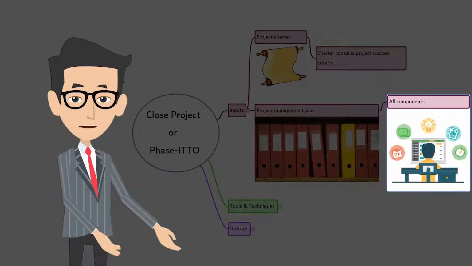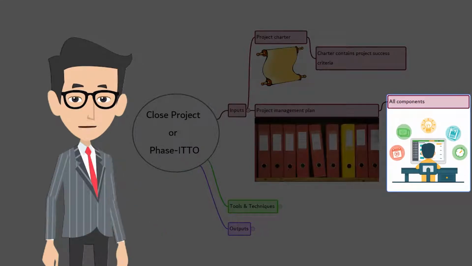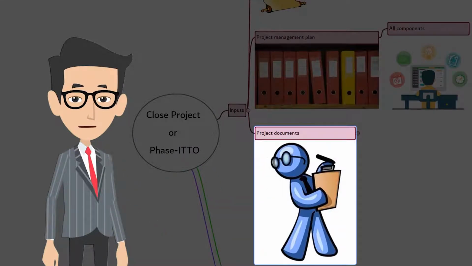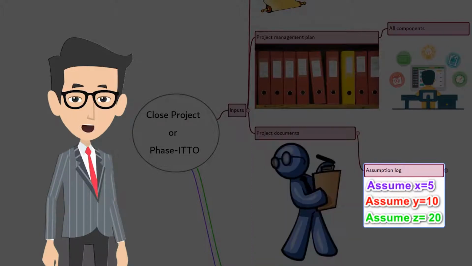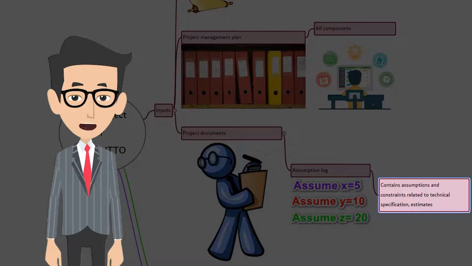Here we are talking about all the components of the project management plan, which could be an input to the process. Project documents. There are 12 in it. Let's look at them. First one, assumption log. The assumption log records all the assumptions and constraints that guided the technical specification, estimation, schedule, risks, etc.